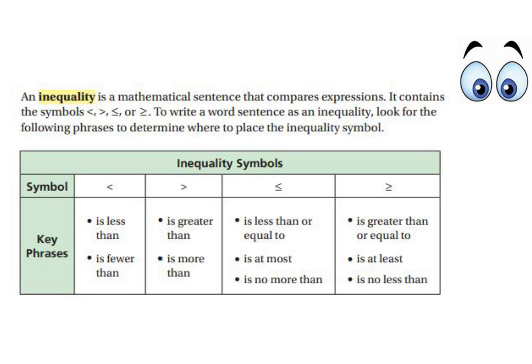To write a word sentence as an inequality, look for the following phrases to determine where to place the inequality symbol. For the symbol less than, phrases would be is less than or is fewer than. Is greater than or is more than would represent a greater than symbol. Is less than or equal to, is at most, or is no more than would represent a less than or equal to symbol. And is greater than or equal to, is at least, or is no less than would represent a greater than or equal to symbol.